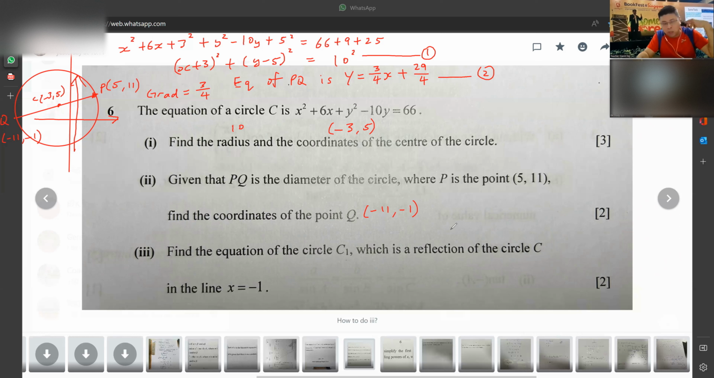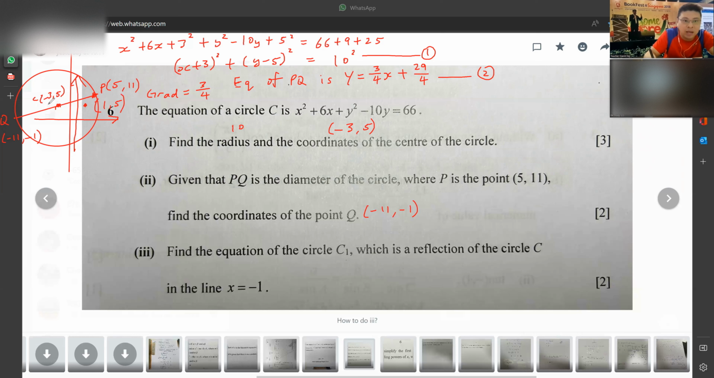Then you draw another circle that's a reflection. So think for a moment. You're not going to draw a full circle based on the reflection. You're just going to reflect one point, and the point you're going to reflect is the center point. The center is negative 3 and 5. So a reflection along this line, x equal to minus 1, you will have the new center point at 1, 5. Does that make sense?